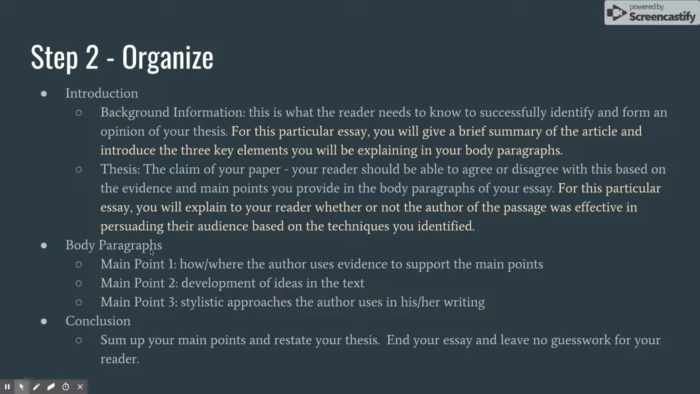In the body paragraphs, you'll include your 3 main points: how and where the author uses the evidence to support the main points, the development of ideas in the text, and the stylistic approaches the author uses in his or her writing. In the conclusion, you'll sum up your main points and restate your thesis. End your essay and leave no guesswork for your reader.